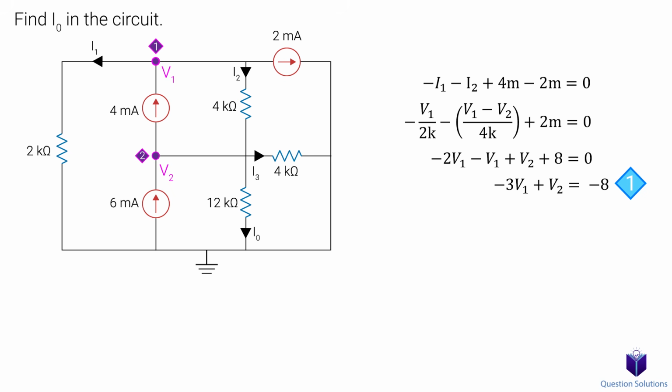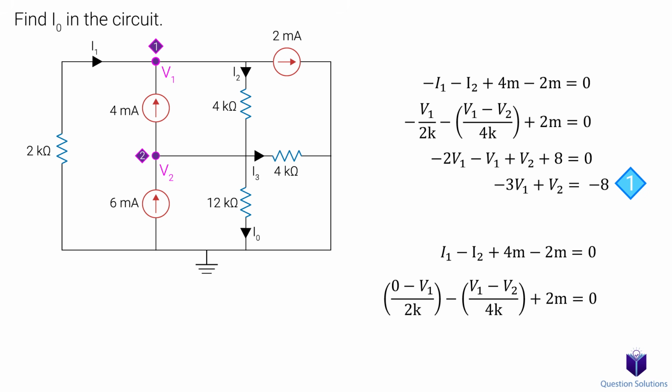Now I'm going to pause here and show you what happens if we assumed our current in this branch to go this way instead. What we're saying now is that our ground node is at a higher potential than V1. So if we were to write our KCL equation for node 1, it would be like this. We have I1 coming in, I2 leaving, 4 milliamps coming in, and 2 milliamps leaving. Then we would write these in terms of node voltages. But remember, we said the ground is at a higher potential. So now we need to write our voltage as 0 minus V1.